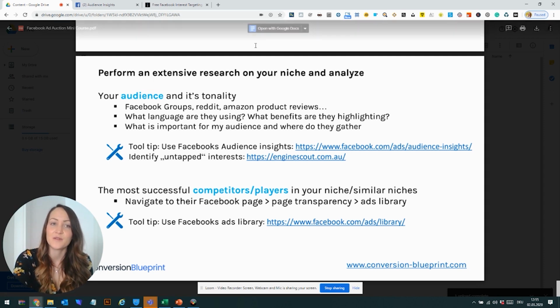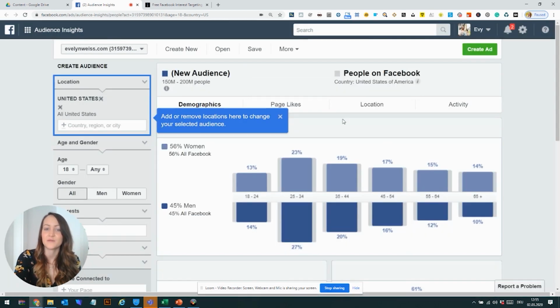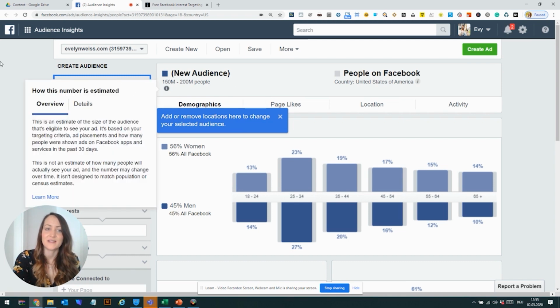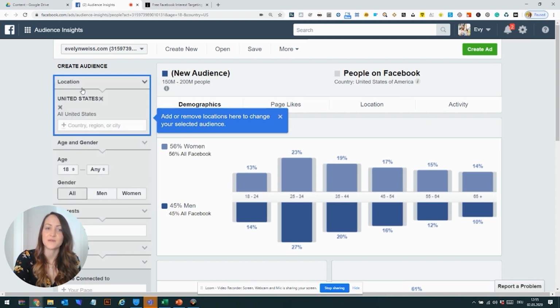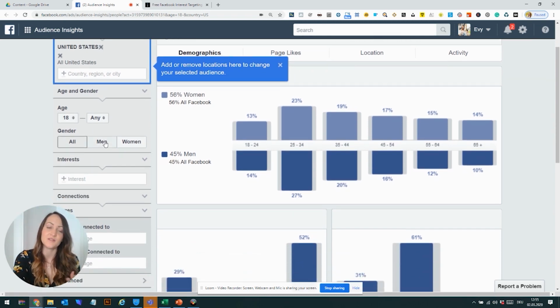So I want to head over to the Audience Insight. So it starts with choose an audience to start. And I want to say everyone on Facebook. And then you can set a location. Let's stay with the United States for now. We could also define an age and a gender, but when we start to research about a product and an audience, we want to leave that open. And then you can go here and you can put the interest in.